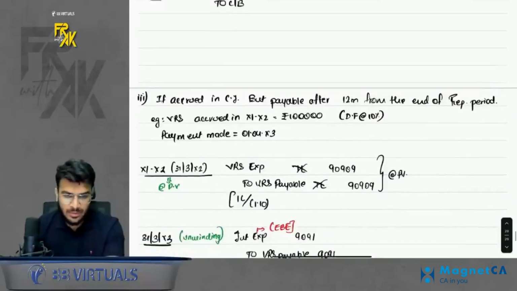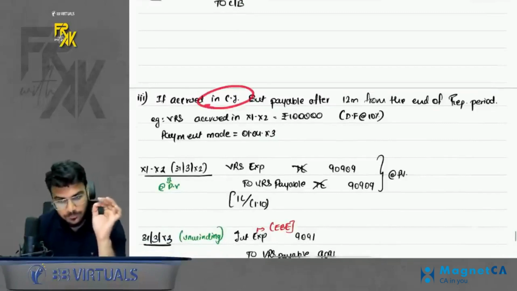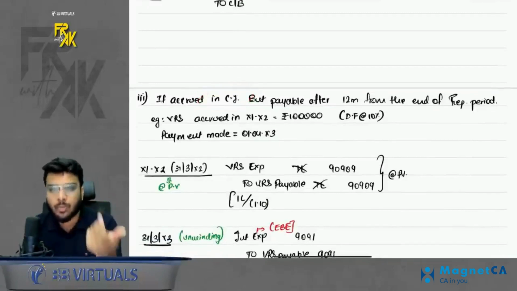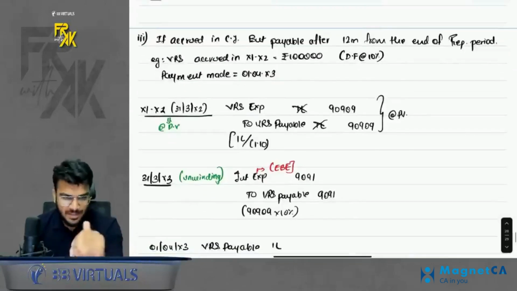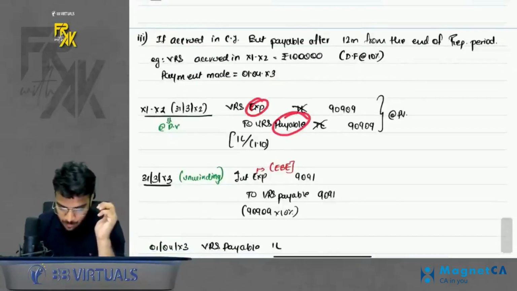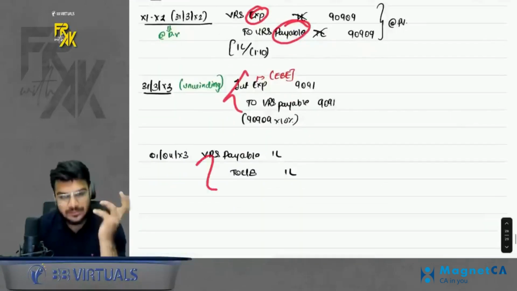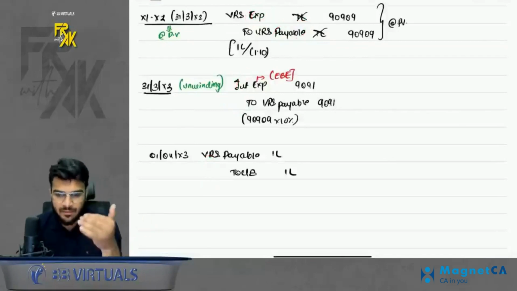But the third case can also be there. When you promise it today, but you are going to make the payment after 12 months, in this case, book at present value. So expense to payable at present value, then do the unwinding and then make the payment. Simple, logical. Now it is becoming very logical, right?